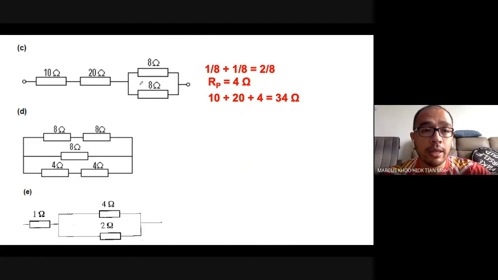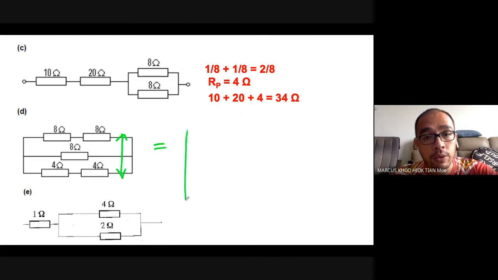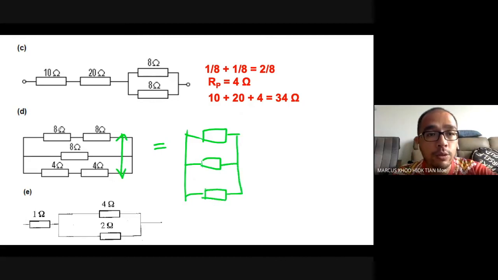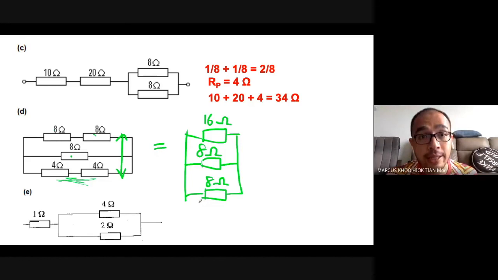Now in situation D, you have 2 in series, 1, and then 2 in series, but all these 3 are in parallel. So maybe the best way to calculate this would be to short form this, do 3 like this. These two in series, we just add. So 8 plus 8, this will be 16 ohms. This one is alone, so it will still be 8 ohms. As for this one, 4 and 4, since they are in series, you add them together first. Then you get 8 ohms. So you get 3 single resistors that are in parallel. Then you can calculate in parallel already.